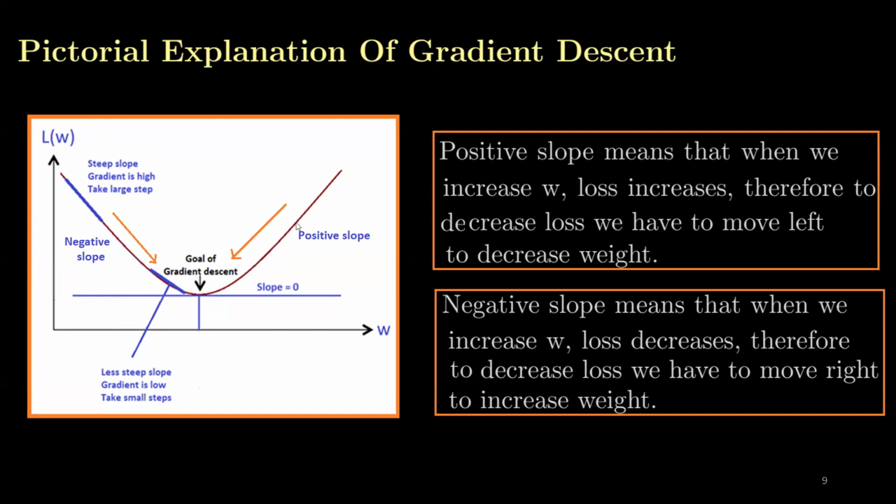And if we are on the positive slope, we have to reduce the weight in order to reduce the loss function. So this is the importance of understanding the concept of a positive slope. It means if we are at a positive slope, we will reduce the loss function by decreasing the weight. And if we are on a negative slope, we will reduce the loss function by increasing the weight.